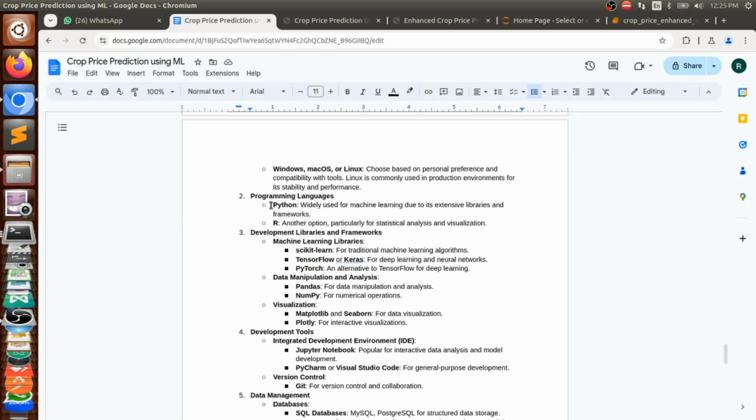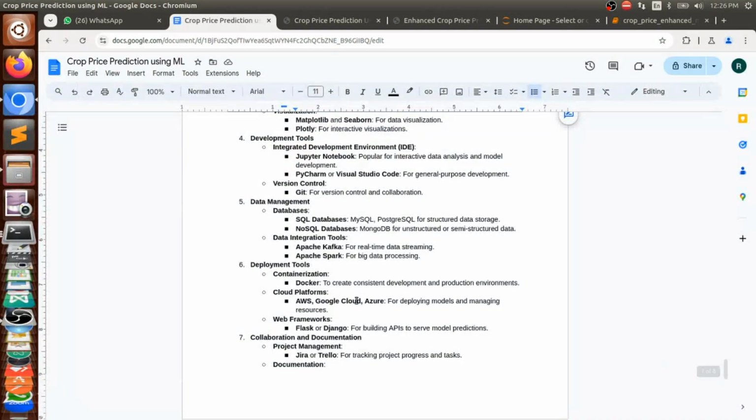Now the software requirement. We are programming our code with Python. Python will take around 90% of it, and then HTML and CSS will take around 10% of it. These are all the libraries and technologies that we are using: scikit-learn, TensorFlow, Keras, PyTorch, Pandas, NumPy, Matplotlib and Plotly. And for the server side, we are using Flask.